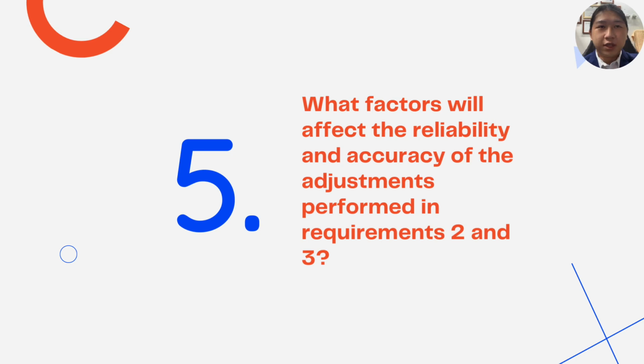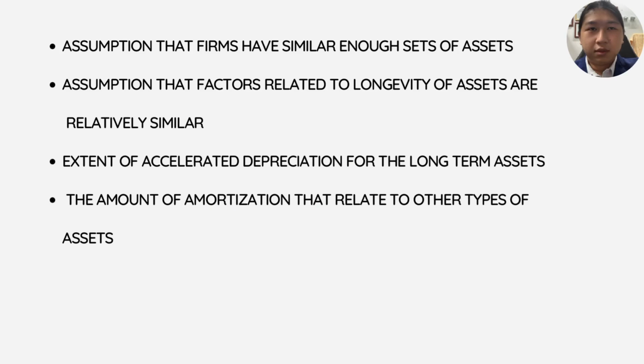The last question asks us to define the factors affecting the integrity of the adjustments that were performed in the second and third parts. There are several factors that we can see affecting the accuracy of the method of analysis that we have covered. The first is that the analyst would be assuming that the firms being compared to each other are relatively close. If the long-lived assets aren't close enough already, it throws the method off.